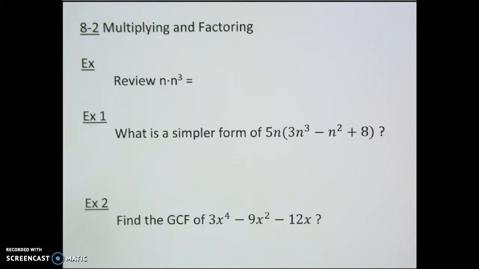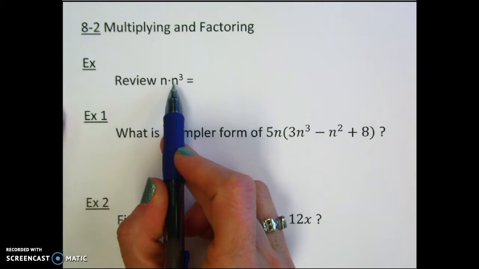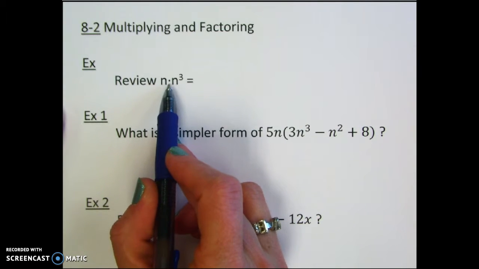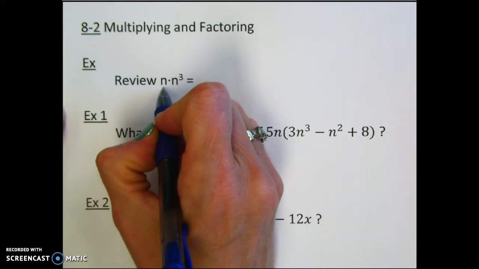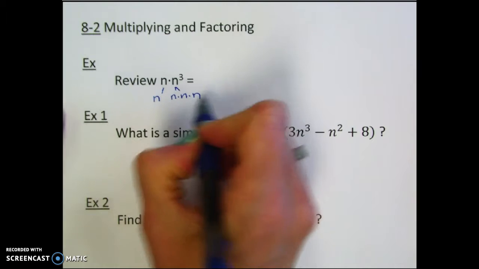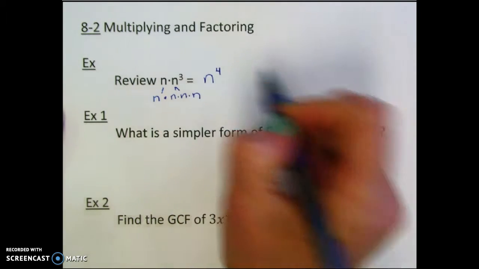All right, we're going to look at multiplying and factoring today. First, let's do a quick review. This is from way back in Module 1. We're going to review what we do when we have two of the same base being multiplied together. So this just means we have an n, and this means we have an n times n times n. Well, if we're multiplying that all together, we really have n to the fourth power.